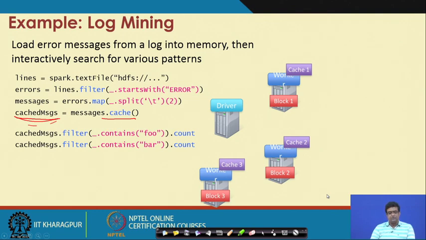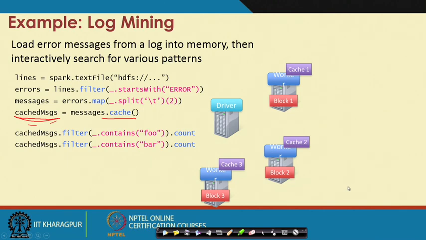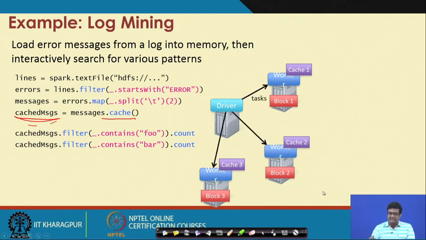Now, suppose you want to execute this same command, but this time you want to search for the string bar instead of the string foo. Okay. So, earlier for the same set of filtered messages, you were searching for foo, now you are searching for bar. Okay. Now, what will happen is, again the tasks will go to different servers, but this time instead of hitting the blocks or the actual lines here, it will actually hit the cache.